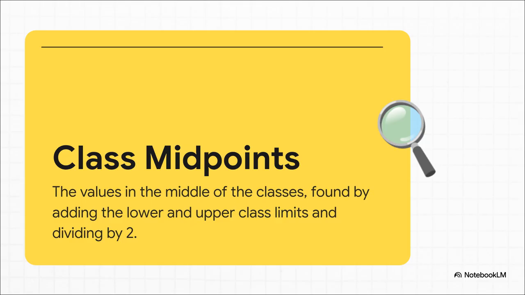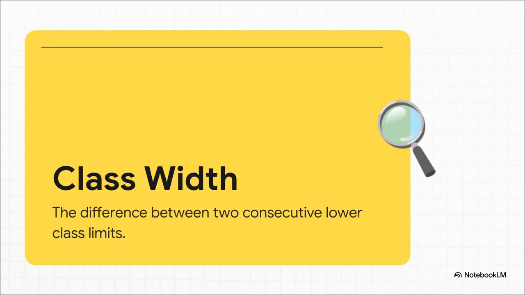Sometimes you need just a single number to represent an entire category. That's where the class midpoint comes in. It's just the value right smack in the middle of a class. You find it by just averaging the upper and lower limits. Easy. And finally, class width. Now, this one is absolutely crucial for actually building the table. It's simply the size of each category, the size of each bin. You find it by looking at the difference between the start of one class and the start of the very next one. Getting this right is the key to making a table that's consistent and easy to read.